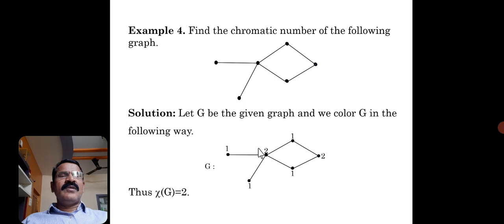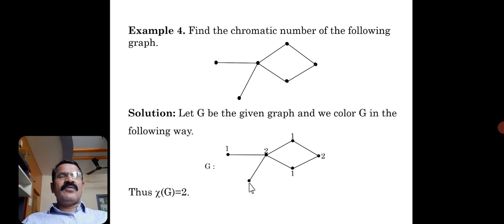So this is how, if you use the color 2 for this vertex, the adjacent vertices must be colored with 1. Again, this vertex is adjacent with both the vertices with the color 1. You can use the color 2 because these two are non-adjacent. So this is how we have colored, and we took only 2 colors to color the entire graph. So therefore the chromatic number of this graph is 2.